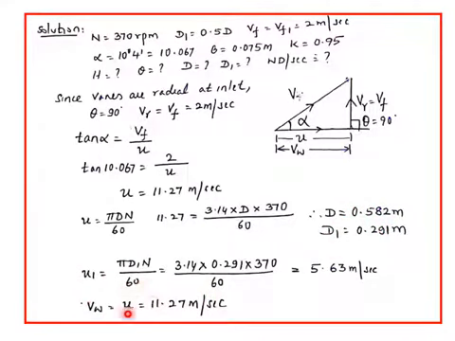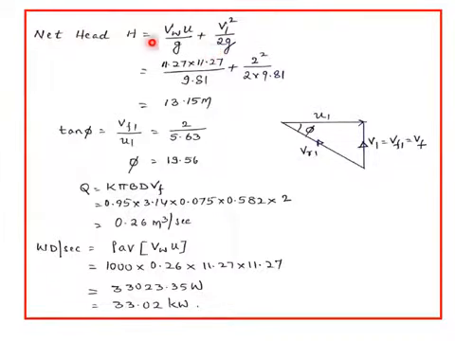But in this case, what is Vw? Since it is a right angle triangle, Vw should be equal to u. Since u is already calculated, Vw is also 11.27. Now there is no other formula to calculate net head, so we are using this formula, which is Vw u by g plus V1 square by 2g, because Vw and u are known, and V1 is nothing but Vf1, which is equal to Vf, which is 2. Therefore you can calculate the net head as 13.15.